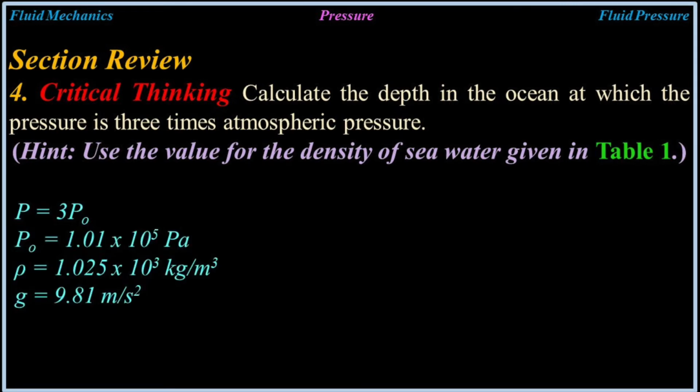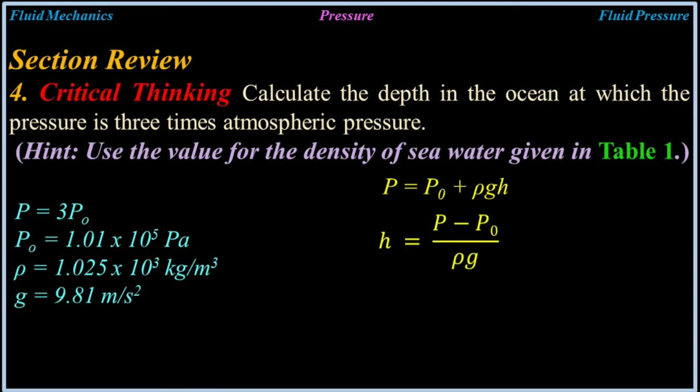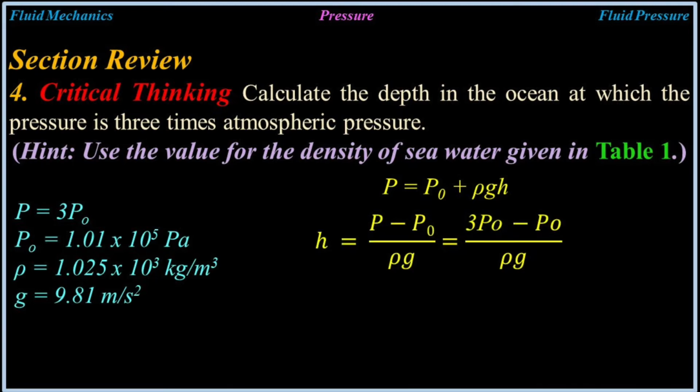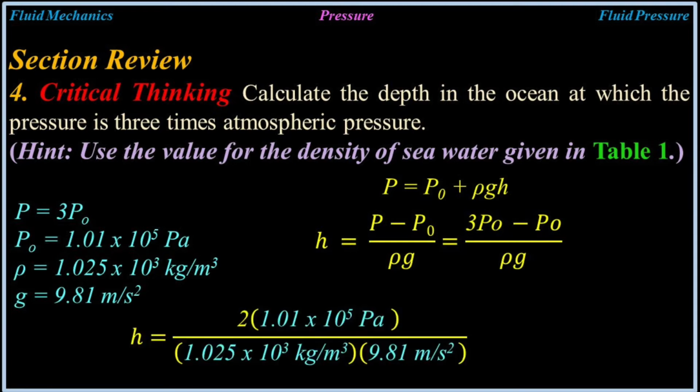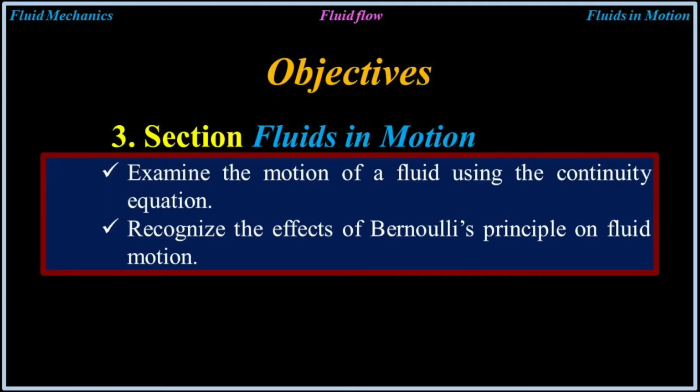Don't forget P equals 3P naught. And that's my equation. And I'm going to solve for h. So I've got to plug in for P. So P is 3P naught. So that's my plug-in. And 20.1 meters.